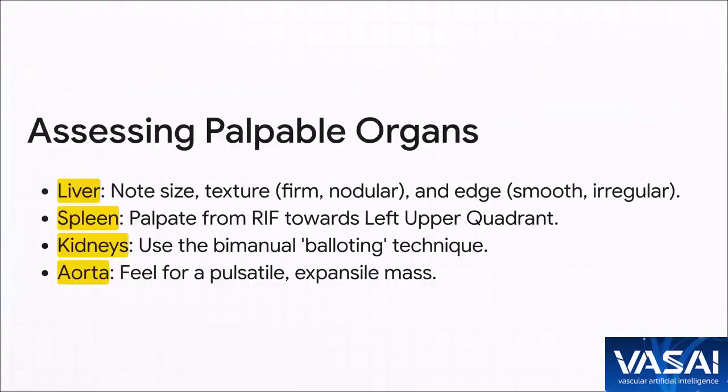Now, if an organ is palpable, you have to describe it. For the liver, note its size in centimeters below the costal margin, its texture, is it soft, firm, nodular, and its edge, is it smooth or irregular? A hard, irregular edge should make you think of metastases. For the spleen, you'll use a similar technique, moving diagonally from the right iliac fossa. For the kidneys, you use that bimanual balloting technique. And don't forget the aorta. Palpate deeply for an expansile pulsatile mass.